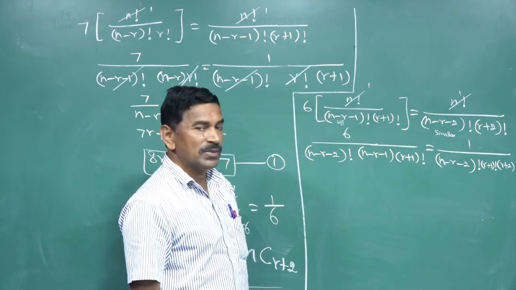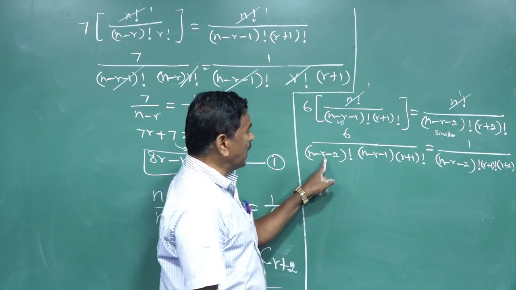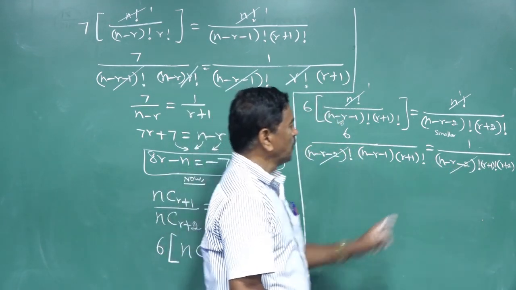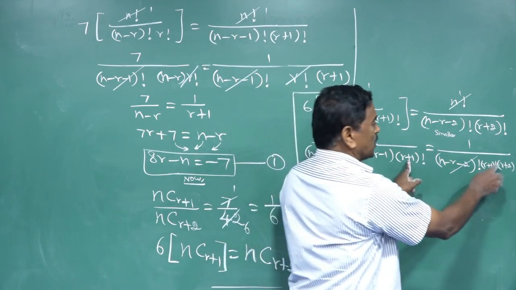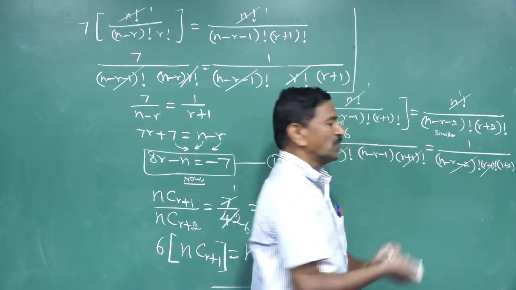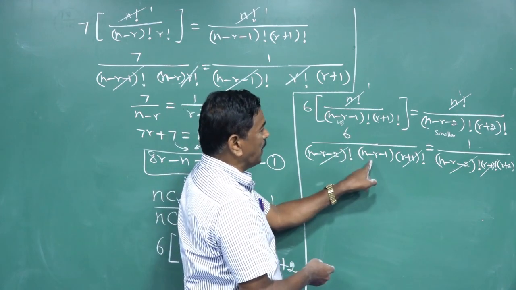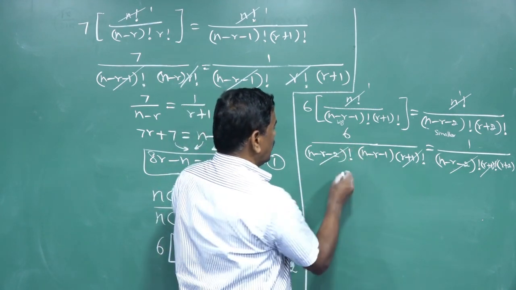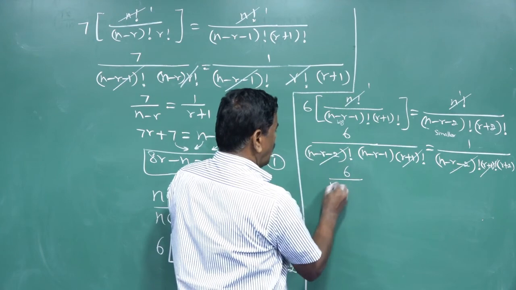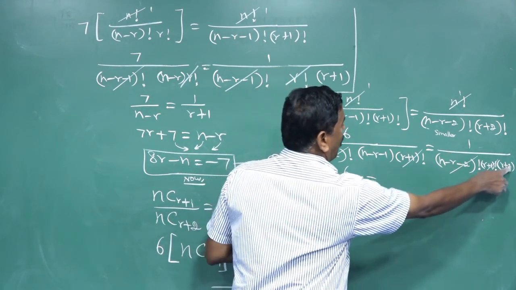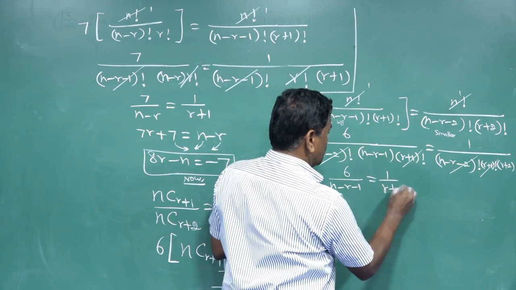Any idea? Yes. (n minus r minus 2) factorial cancels. Next, (r+1) factorial cancels. Right, remaining? Yes, the remaining is 6 divided by (n minus r minus 1), which is equal to 1 divided by (r+2), that is 1 by (r+2).